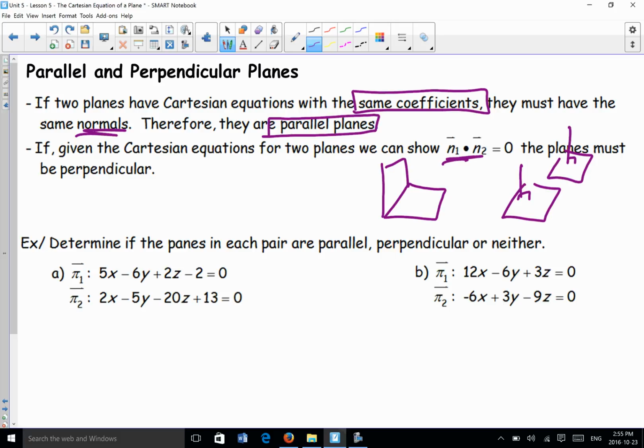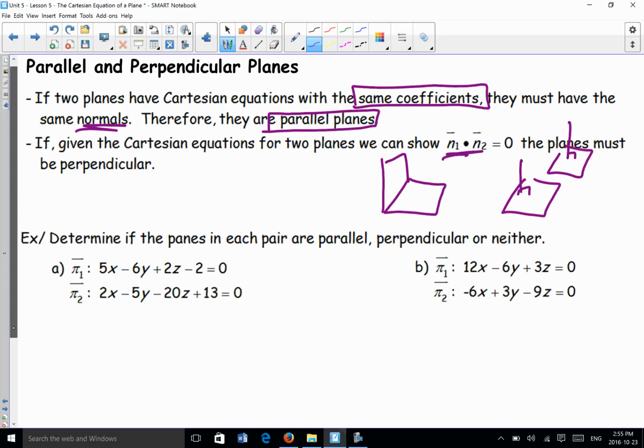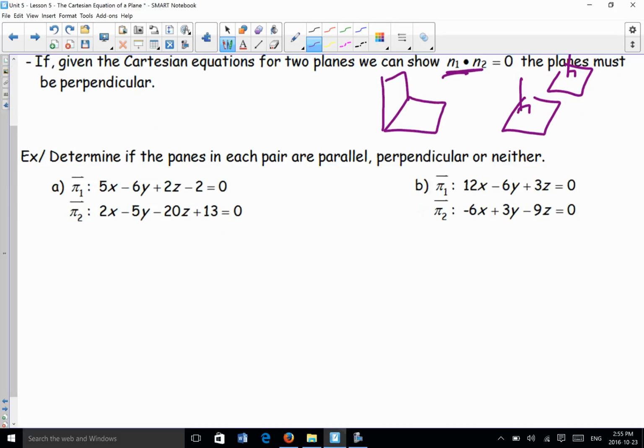So if you take a look at this example, I want to know if they're parallel or perpendicular. First thing they look for is parallel. Is there a multiple between my two equations in terms of their coefficients? So I can say, well, 2 times 2.5 makes 5, but 5 times 2.5 does not make 6. So those are definitely not parallel. Okay, there was no common multiple there.